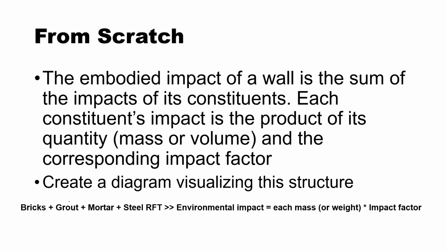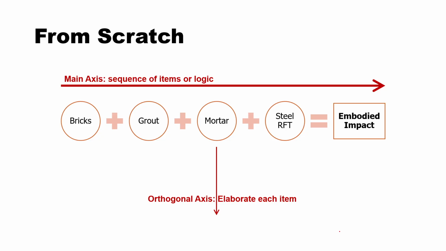So I want to visualize this, which is basically this last equation here, which is summing these parts gives me environmental impact, which equals each mass, or volume really, this should be volume, multiplied by an impact factor, because it can be kilogram CO2 per meter cube or kilogram CO2 per kilogram of material. Okay, so let's try to visualize it in a very basic sense, using even smart art from PowerPoint. It's nothing new.